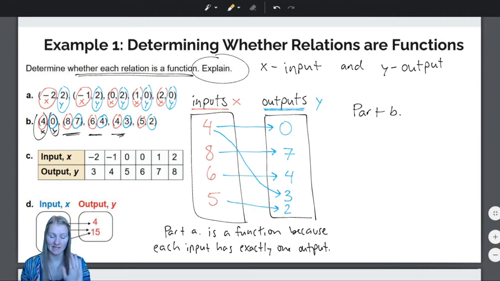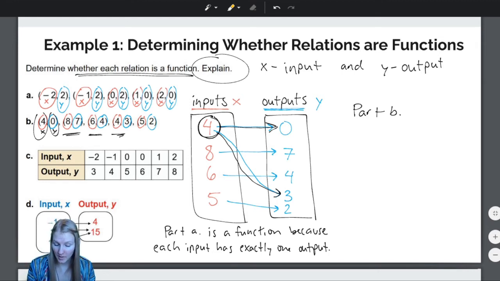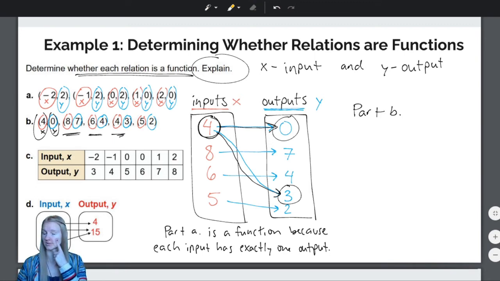Unpause it, and let's notice that the input 4 is pointing to 0, but it's also pointing to 3. So remember, that's one input. 4 is one input, but it is pointing to 2 different outputs. It's not okay. That's like this cup having 2 different prices. It doesn't make sense.